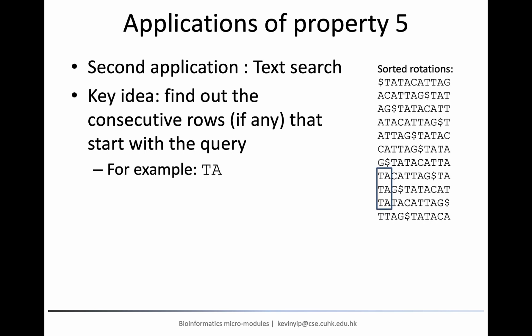For example, if we want to search for TA, if it is contained in the indexed sequence, it must appear at the beginning of some rotations that occupy consecutive rows. What we want to achieve is to find out this range efficiently without reconstructing the whole sorted rotation matrix.